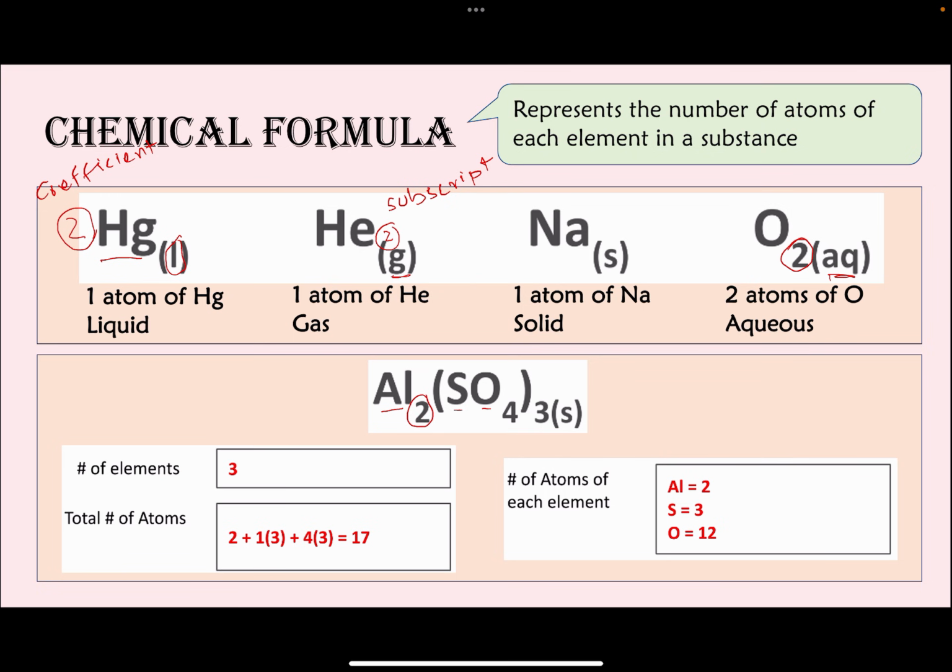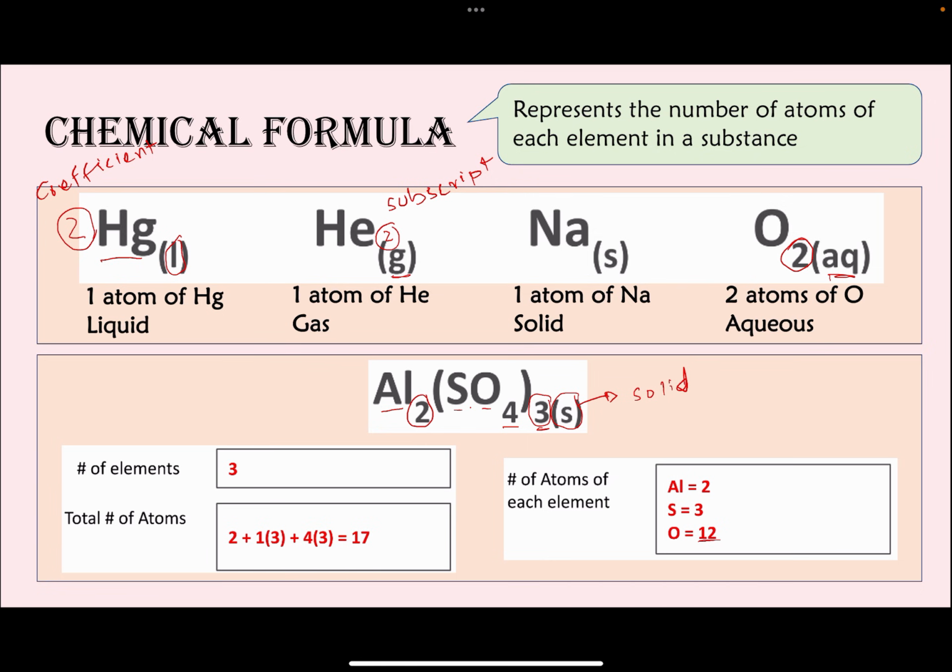For sulfur, we don't see any subscript inside. However, we do see this subscript outside for sulfur. So that means we have 3 sulfur atoms. And then for oxygen, we see 2 subscripts, 1 inside the parentheses, 1 outside the parentheses. So we're going to multiply both of them. So that means we have 12 oxygens. Alright, so this is what your chemical formula for compounds is going to look like, and then that little s at the bottom means that this thing is in the solid form, a solid phase.